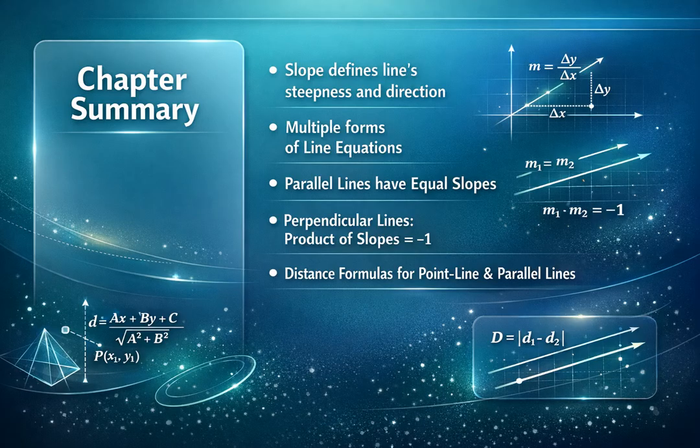In this chapter, we learned that slope defines a line's steepness and direction. We studied multiple forms of line equations: point-slope, two-point, slope-intercept, intercept, and general forms. Parallel lines have equal slopes, while perpendicular lines have slopes whose product is -1. We derived formulas for distance from a point to a line and between parallel lines. Thank you for joining Chapter 9 on straight lines.